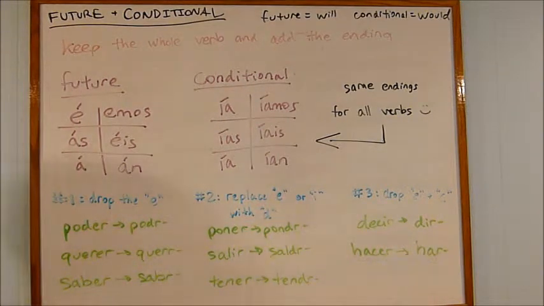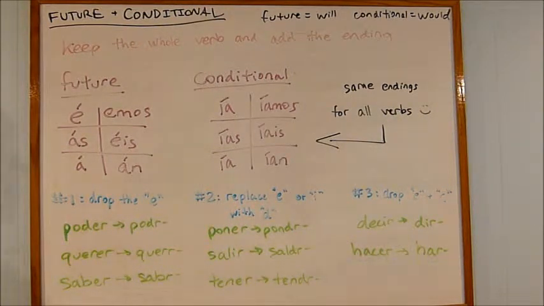So if I wanted to say I will talk, I would say hablaré, not hable, because that means something different. So you would say hablaré, hablarás, hablará, hablaremos, hablaréis, hablarán. And then if I wanted to go to conditional, I'd say hablaría, hablarías, hablaría, hablaríamos, hablaríais, hablarían. And what's cool is they're the same endings for all the verbs, so that actually makes it easier to remember.